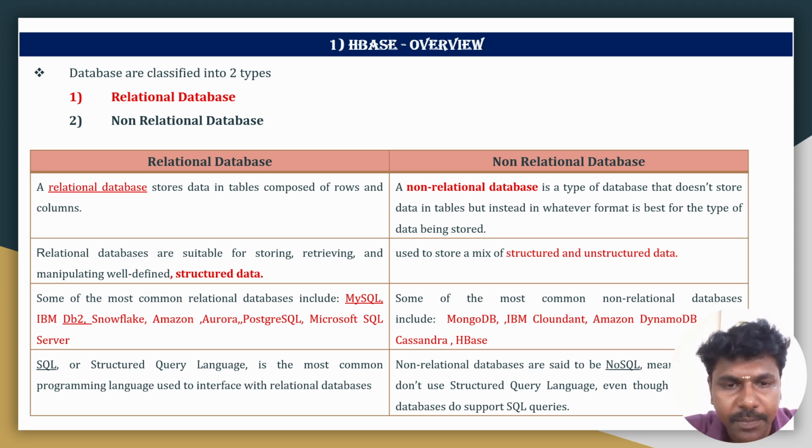structured and unstructured data. Some of the most common relational databases include MySQL, Snowflake, Amazon Aurora, PostgreSQL, and Microsoft SQL Server. Whereas non-relational databases include MongoDB, IBM Cloud, Amazon DynamoDB, Cassandra, and HBase. In relational databases, SQL, or Structured Query Language, is the most common programming language used to interface with them. Whereas non-relational databases are said to be NoSQL, meaning they don't use Structured Query Language, and these databases do not support SQL queries.